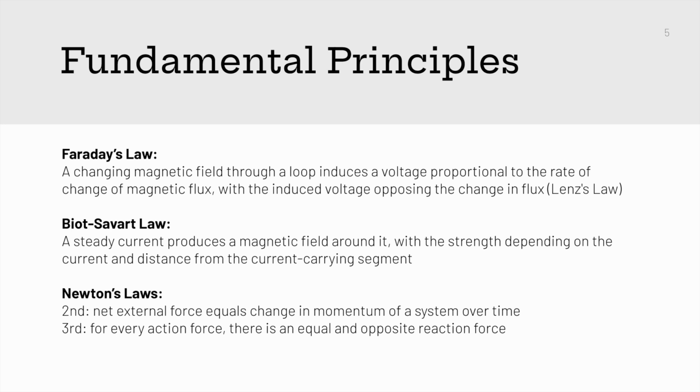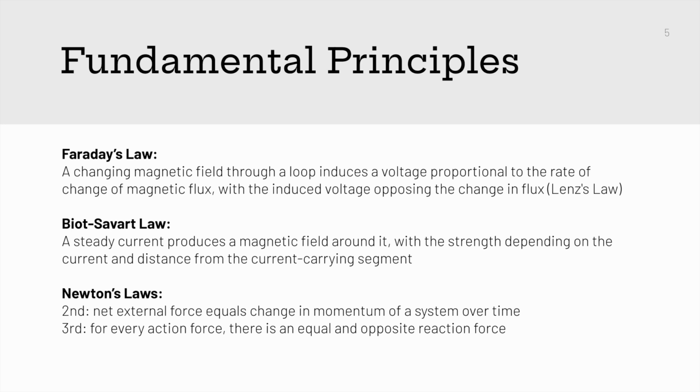First, we start with Faraday's law, which states that a changing magnetic field through a loop induces a voltage proportional to the rate of change in magnetic flux. The induced voltage opposes the change in flux. This is important because this is how the magnet slows down while falling through the aluminum foil.